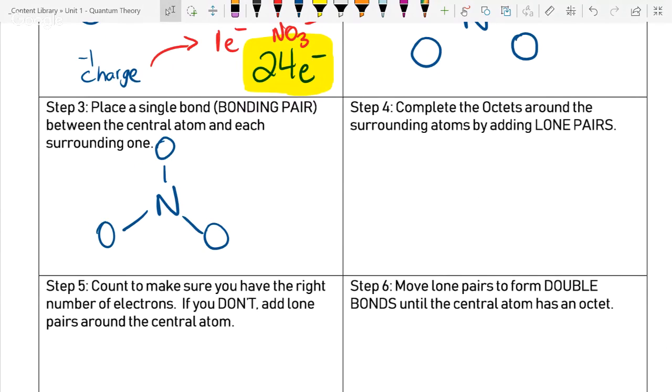What do I do next? I want to hear this. Nope. What's my next step? Lone pairs. Around what? Okay, so I'm going to do this. And this needs 1, 2, 3, 4, 5, 6, 7, 8 to have 8, right? No. Why not? Because the bonds count as 2. So how many lone pairs does this oxygen need?